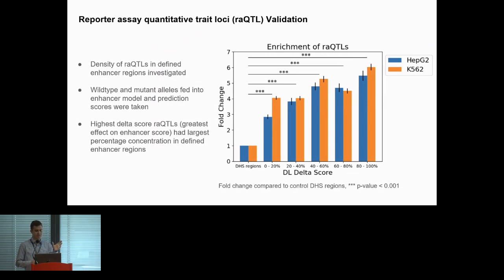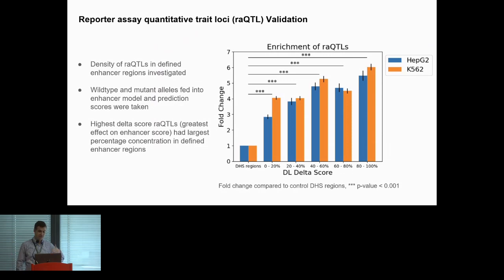We took this 1,000 base pair input, we fed it through both of our pre-trained models. We had two versions of each sequence, one with this mutation and one with the wild type allele. And we found that we could calculate a delta score, so just the difference in the enhancer scores from these two sequences fed through the two-stage model.